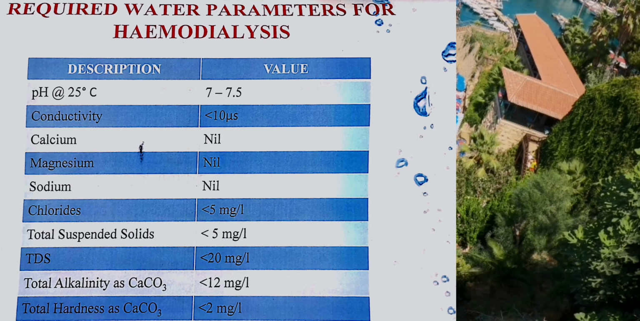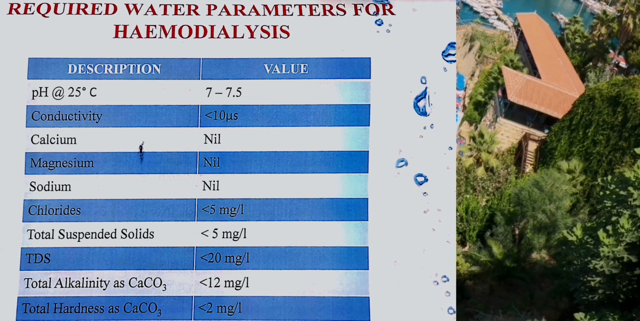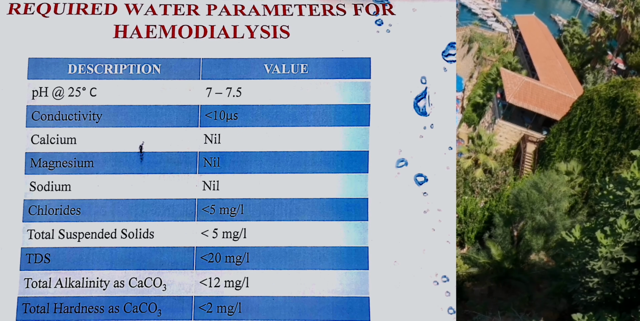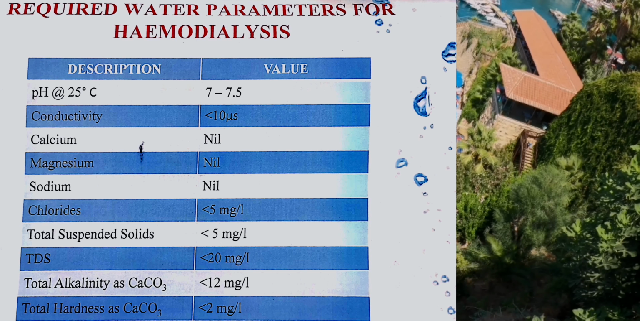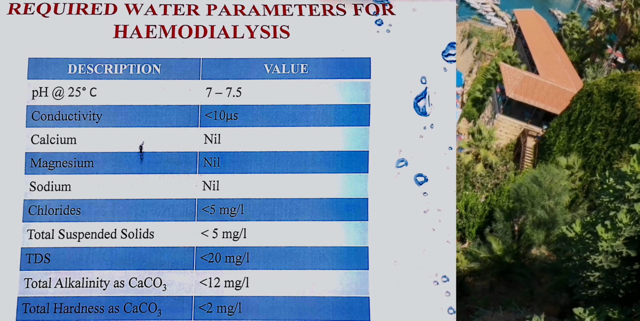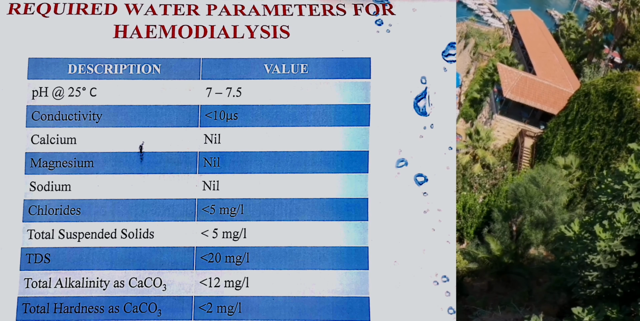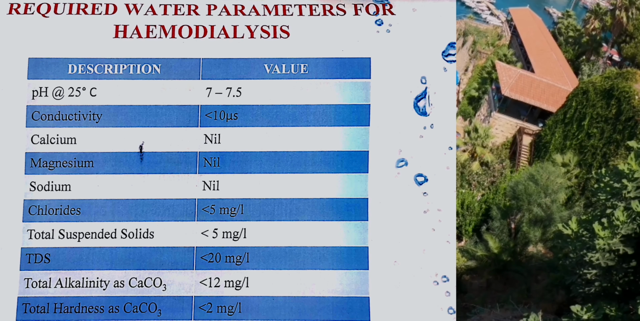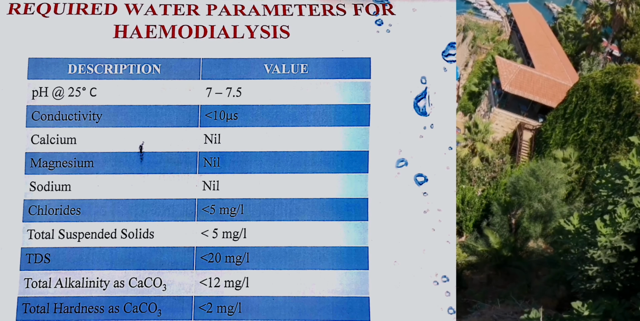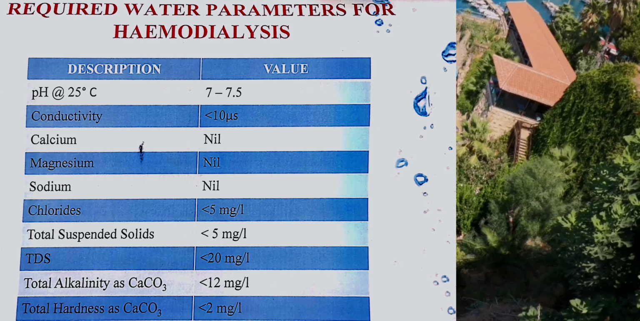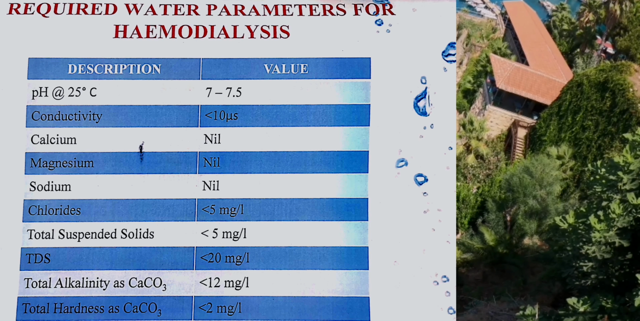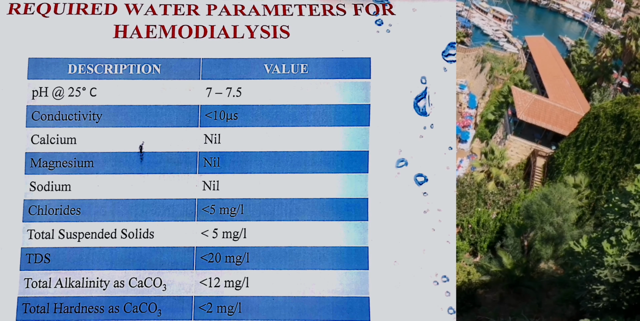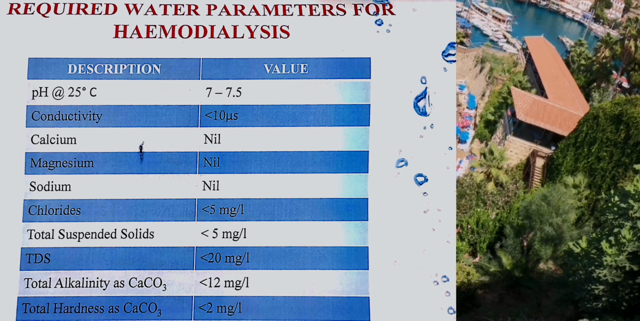Required water parameters for hemodialysis: pH at 25 degrees Celsius 7 to 7.5, conductivity 10 microsiemens, calcium nil, magnesium nil, sodium nil, chlorides less than 5 mg/L, total suspended solids less than 5 mg/L, TDS less than 20 mg/L, total alkalinity as CaCO3 less than 12 mg/L, total hardness as CaCO3 less than 2 mg/L.